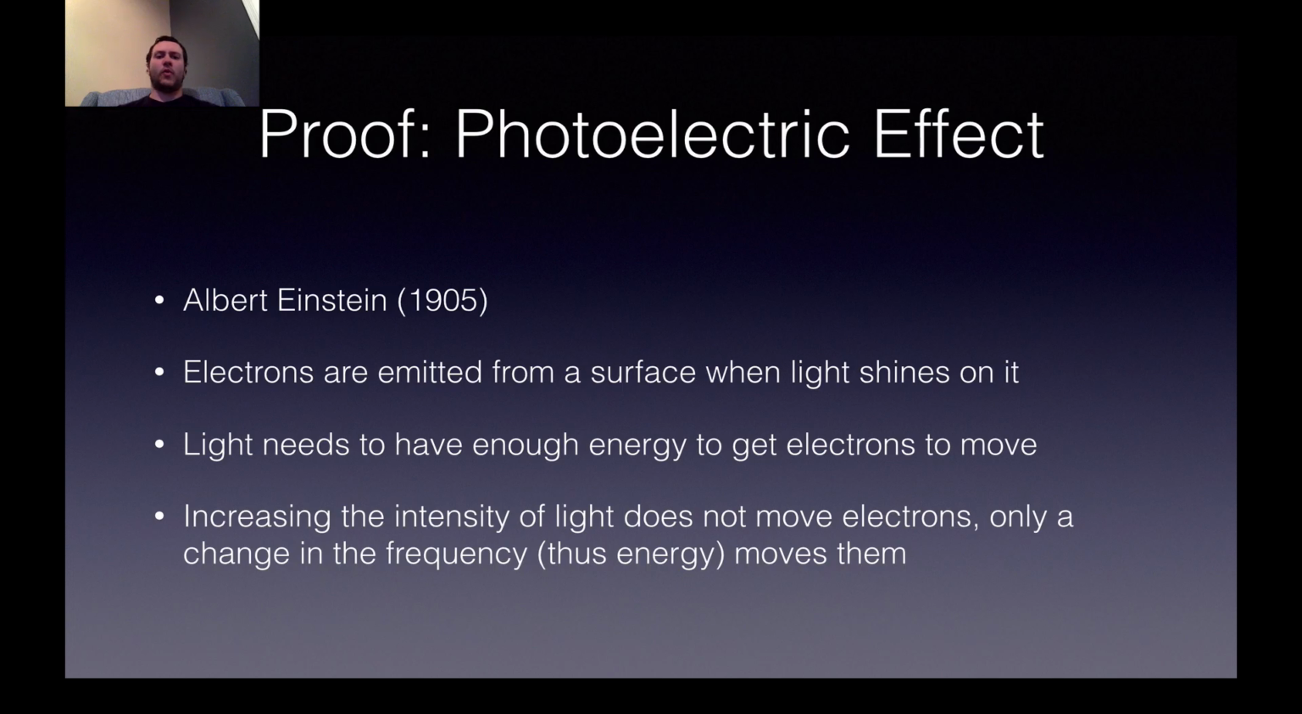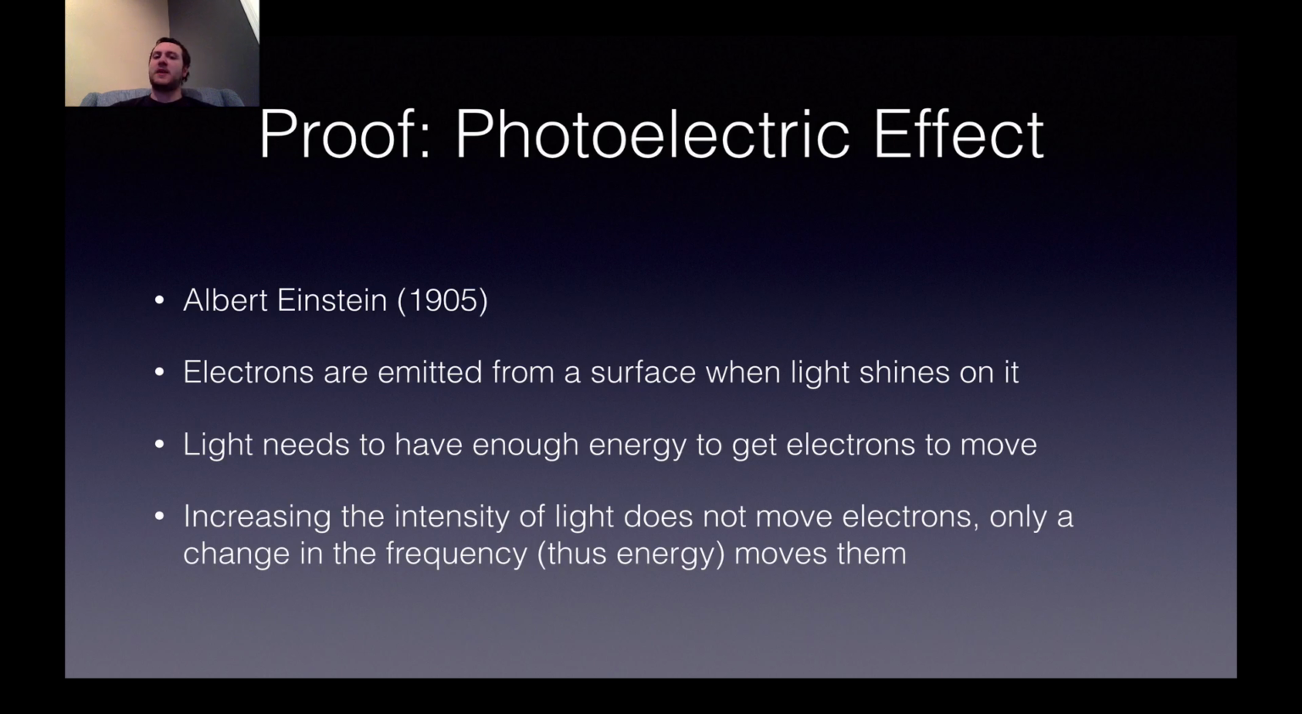So what he did is he shined light on a surface, and he was able to get electrons to be emitted from it. However, the light needed to have enough energy, which meant if he increased the intensity of light, it didn't move anything. So if he went, oh, well, this light's pretty dim, what if I just turn it up and have the same light be brighter? Just because it's brighter doesn't mean it has more energy.